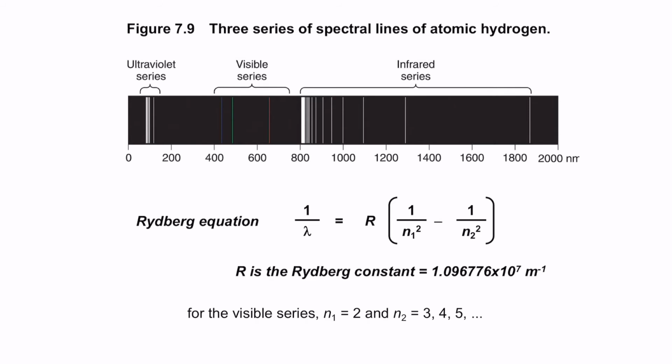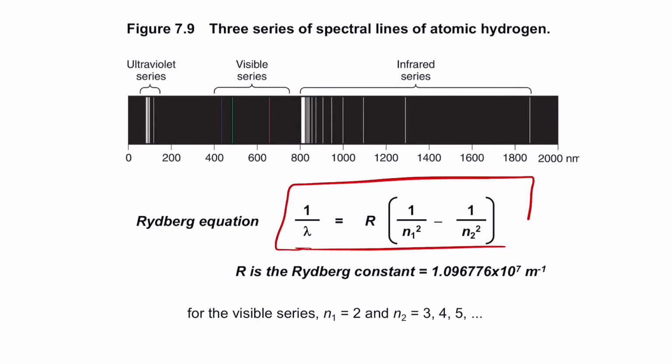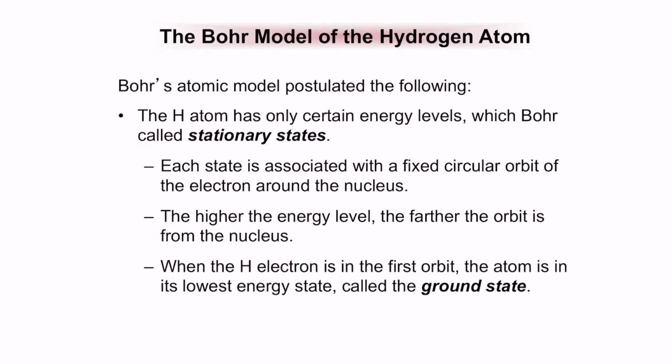This radiation and the wavelength can be explained by the Rydberg equation, which can be written as 1 by lambda equals R times 1 by n1 square minus 1 by n2 square, where n1 is the first energy level, the ground state, and n2 is the higher energy levels. R here is the Rydberg constant, which is 1.096776 into 10 to the power of 7 per meter.